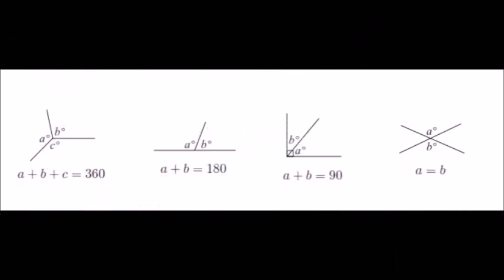Theorems and properties of angles. Angles at a point. If we add them, we get 360 degrees. That is, A plus B plus C equals 360. Adjacent angles on a straight line. They are supplementary. As we can see, A plus B gives 180.